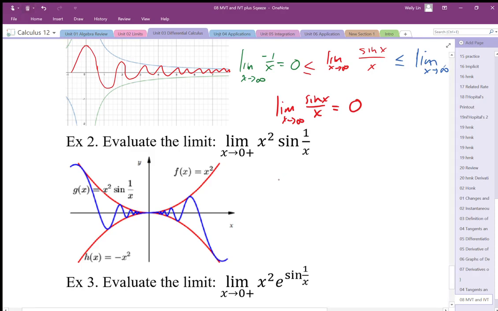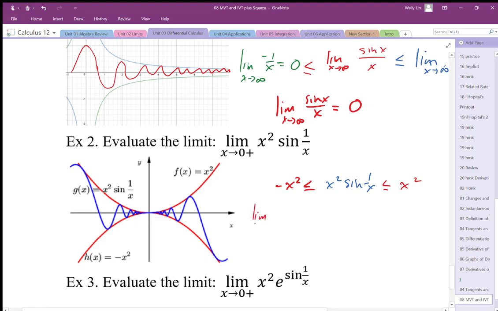We know that negative x squared must be less than or equal to our blue function here, which is x squared sine of 1 over x. And we know from the top that that function must be less than positive x squared. So we can then apply a limit here.